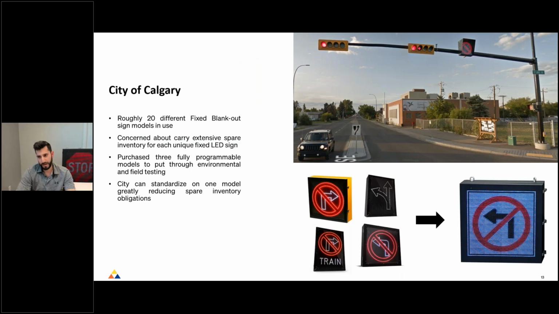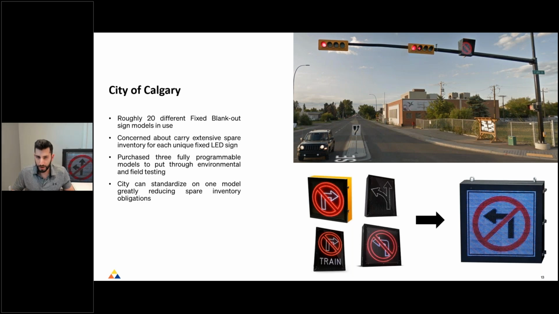So speaking on inventory management, we have a really great case study with the City of Calgary I want to highlight. The City of Calgary uses a variety of fixed LED boards currently at their intersections, and these range from no left turn, no right turn, no left turn during LRT phase, and in total they have roughly 20 unique signs in their inventory. Because the city carried so many different varieties of blankout signs, they were finding it inconvenient to manage the sheer quantity of spare systems needed to replace failed units.